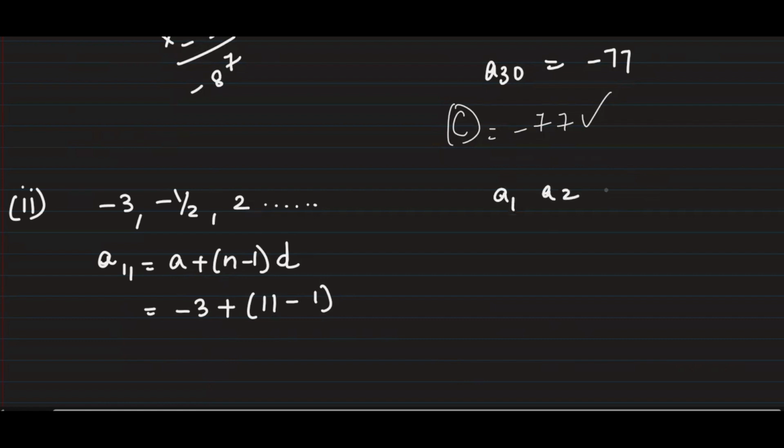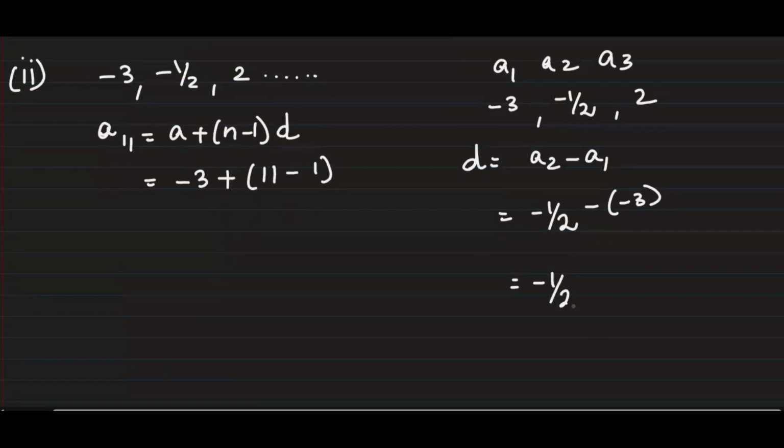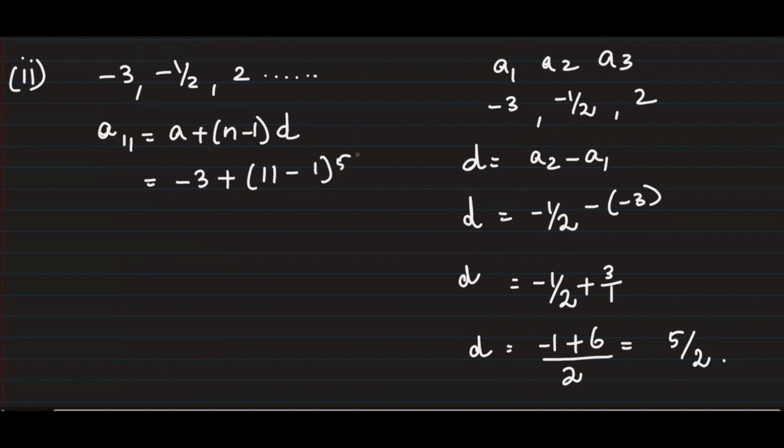So a1, a2, a3. So basically minus 3, minus 1 by 2, then 2. So the d value is equal to a2 minus a1. a2 is minus 1 over 2, then minus a1, which is minus 3. So we'll have to write within brackets, which is equal to minus 1 over 2 plus 3. Take an LCM now. So 2 will be the LCM. So minus 1 plus, multiplying by 2, 3 becomes 6. So minus 1 plus 6 will become positive 5. So 5 over 2. So the d value is equal to 5 over 2.